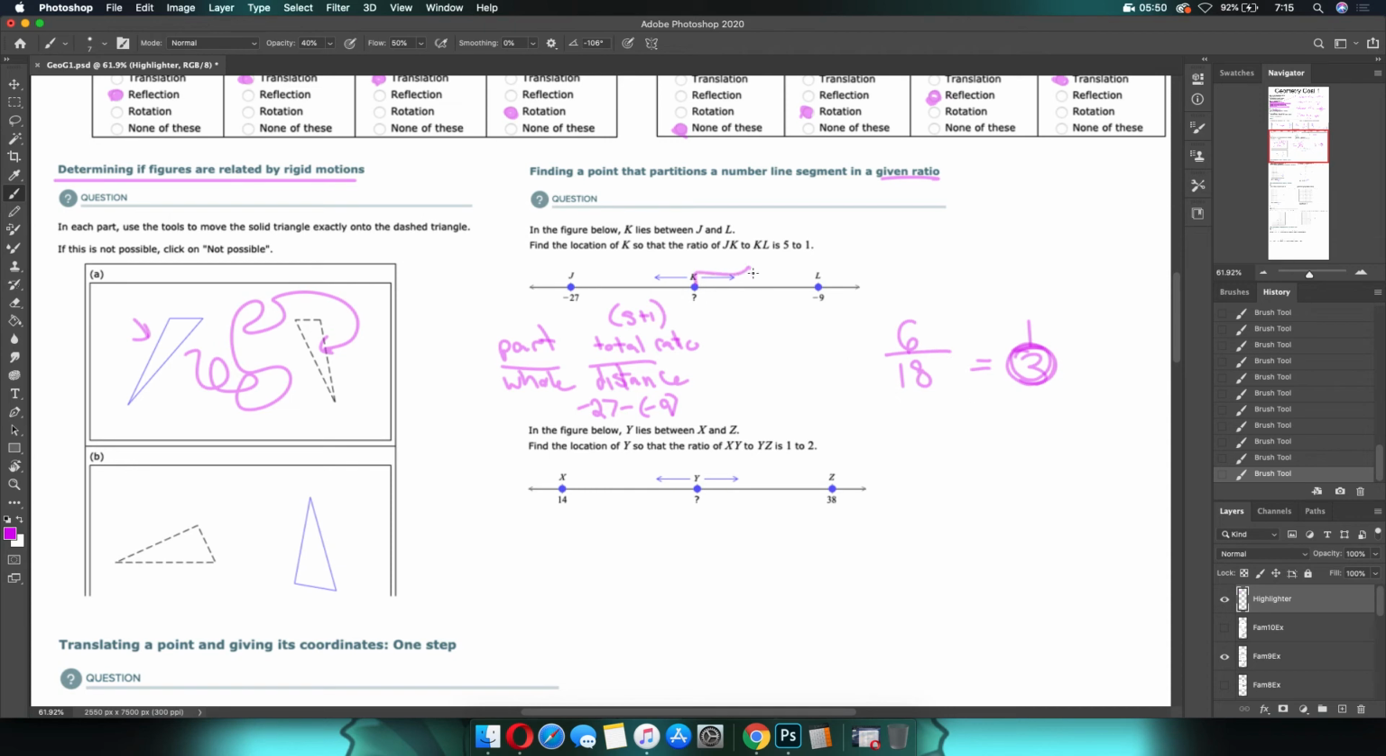Now, since this is a 1-to-5 ratio, what that means then is it is 3 units over. So if I go over 1, 2, 3 units, where do I stop? Negative 12, and that's going to be our answer. So let's do it a little bit more cleanly here. We have our total distance from 14 to 38, so that's 38 minus 14 is 24. And then we have a ratio of 1 to 2. 1 plus 2 is 3. That simplifies to 1/8. There's the number I want.